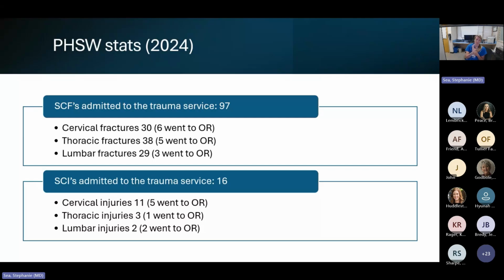And then from that, you can see an even smaller proportion went to the OR for some sort of stabilization or decompression for those fractures. Now, of those spinal fractures, those that actually had associated spinal cord injury were 16. And again, cervical injuries were the most common. So 11 with injury at the cervical region, 5 of which went to the OR. Thoracic, there were 3, 1 went to the OR, and lumbar injuries, there were 2, both of which went to the OR for us. So that kind of just gives you a breakdown of what we see here at Peace Health.